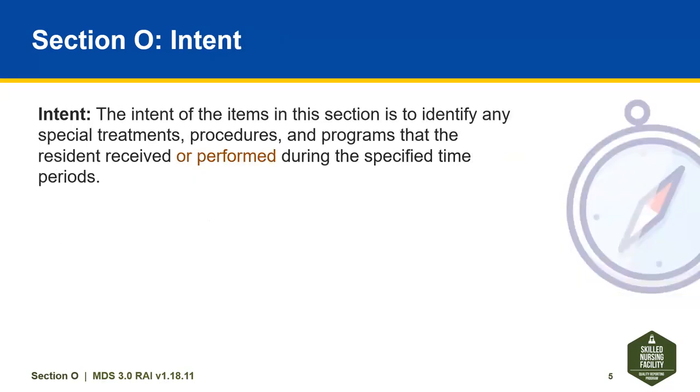Here's the intent for Section O. You can see that there is only one minor change to the statement. It's marked in orange. This now reads, the intent of the items in this section is to identify any special treatments, procedures, and programs that the resident received or performed during the specified time periods.